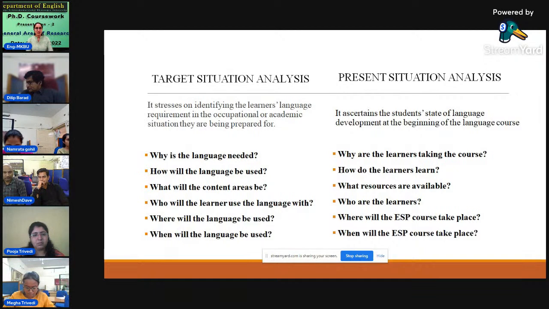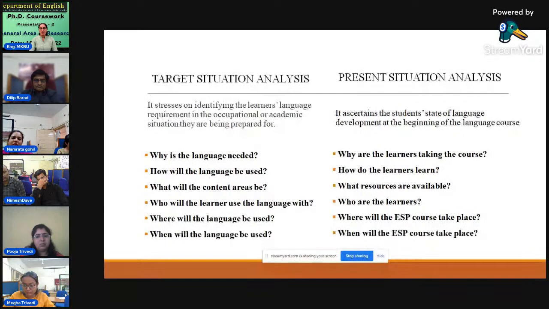Target situation analysis is a kind of analysis of the situation in the future where learners expect to use the language, either in an academic atmosphere or in occupational settings at workplaces. We ask questions like why the language is needed, how the language will be used in the workplace or at academic places, what the content could be, and who the audience is with whom the learners will communicate in future. These questions help us to analyze the target situation.